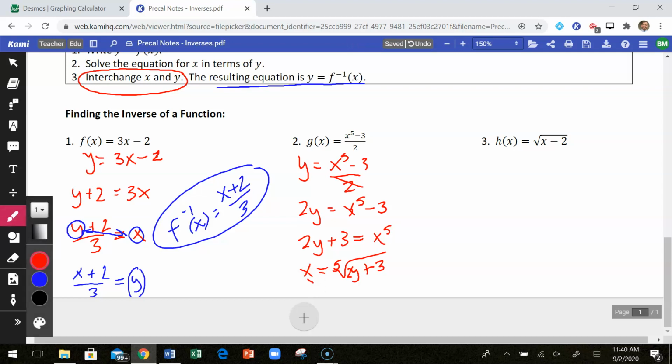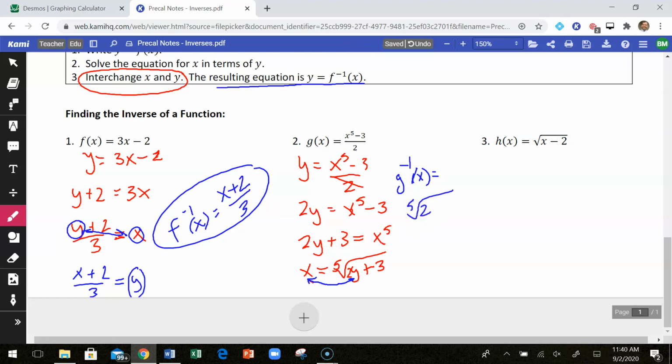These last couple steps, I think you can probably do them at the same time. You're going to change x and y, and then instead of writing y, write f inverse. But in this case, it's g inverse. So g inverse of x is going to equal the 5th root of 2x plus 3. Okay, that's my inverse function g.